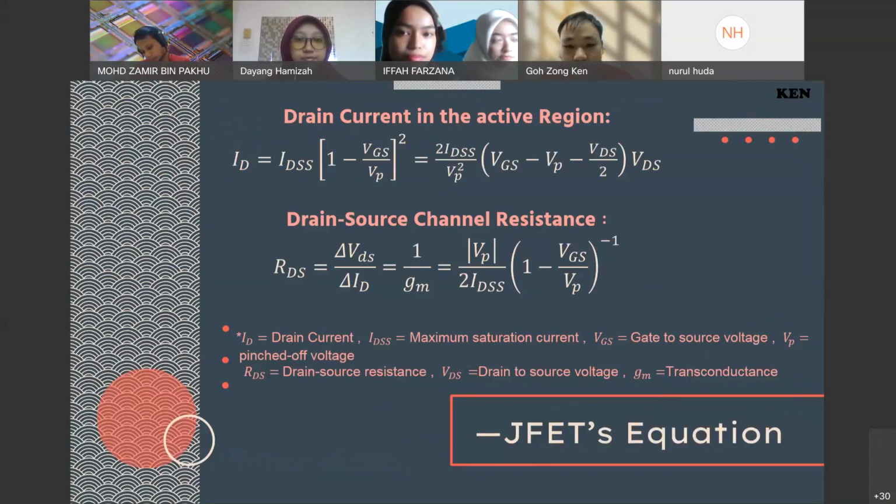From the characteristic curve, we can obtain the values of IDSS, the maximum saturation current, VGS, VP, and VDS. From these four parameters, we can substitute them into these two equations to calculate the drain current, drain-source channel resistance, and transconductance.